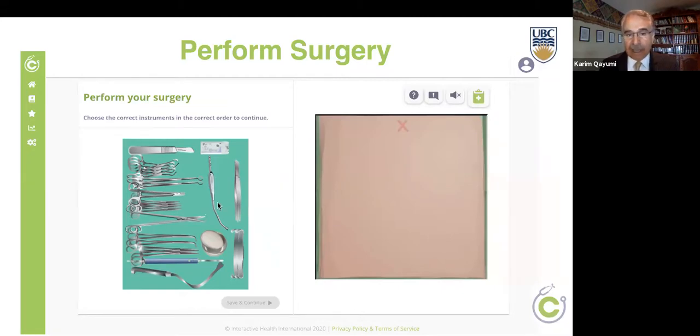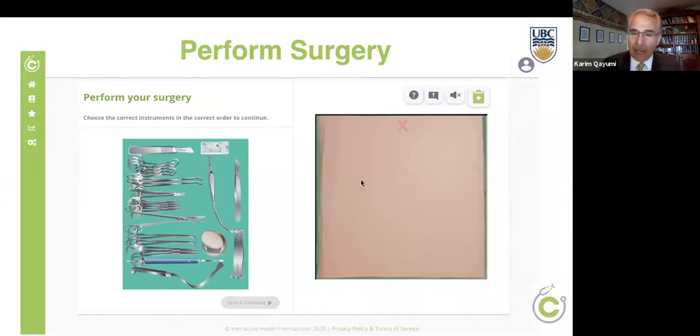When you click that to perform surgery, you have a tray of instruments, whether laparoscopic or open surgery, and you have the site of surgery, which is the abdomen at this point. So in order to do surgery, you will say, okay, I'm cutting the skin, I need a scalpel. If you select the scalpel, then the scalpel will automatically make an incision, showing you that yes, you understand what you need and these are the steps.